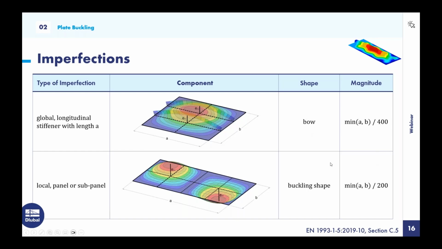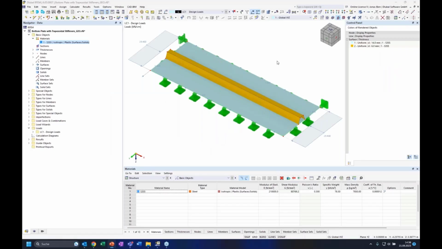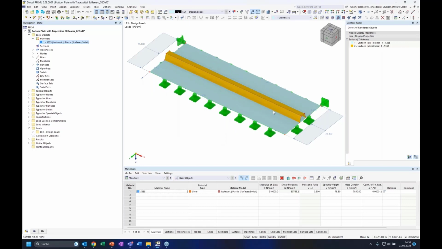One thing I'd like to add here, the imperfections that are mentioned here are equivalent geometric imperfections, and they include both imperfection types, geometric imperfections and structural imperfections that result, for example, from residual stresses due to fabrication. So if we look into our model and think about welding this trapezoidal stiffener to our plate, then of course, due to the welding and non-symmetric heating of the plate, we will probably get some residual stresses in the plate.